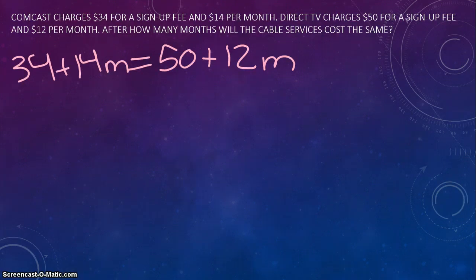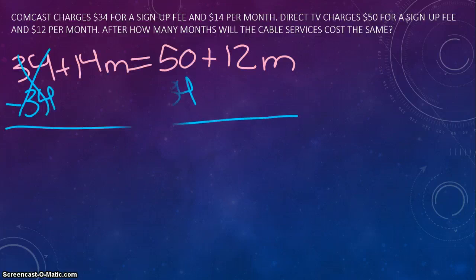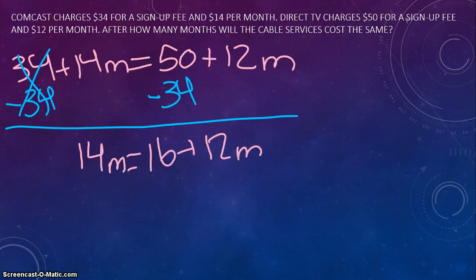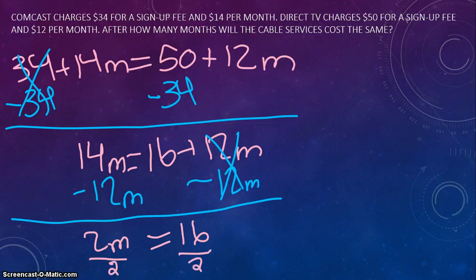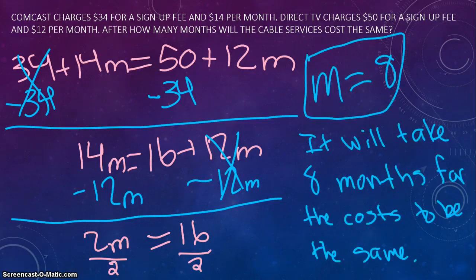When I started solving, I subtracted 34 from both sides to simplify. So I got 14m = 16 + 12m. I then subtracted 12m from both sides to get the variable on one side. So I got 2m = 16. I then divided both sides by 2 to get my answer. So my answer is m = 8. It will take 8 months for the cost to be the same.